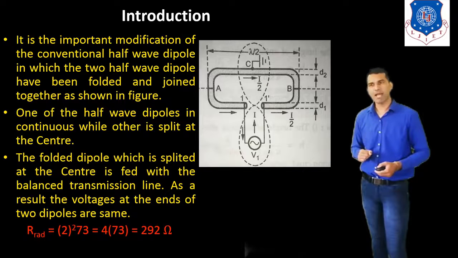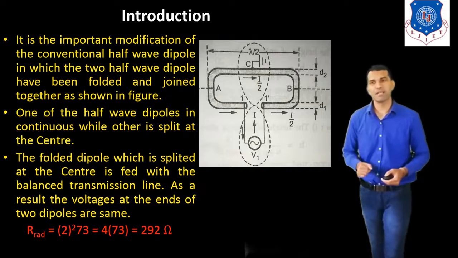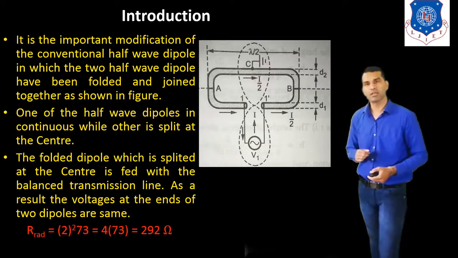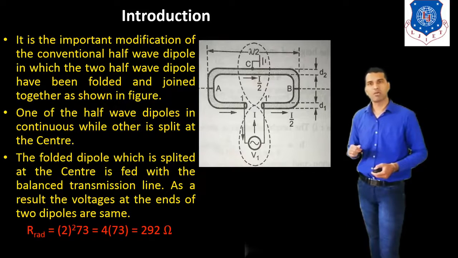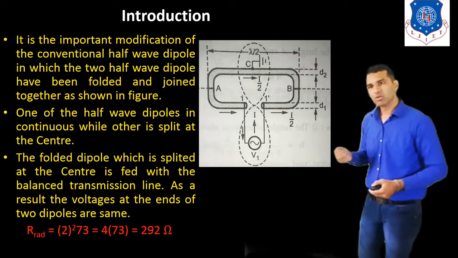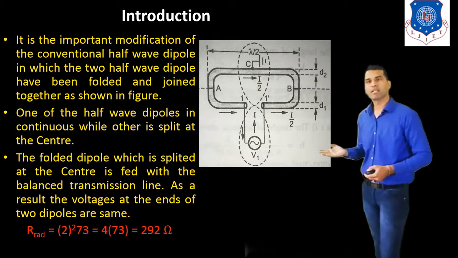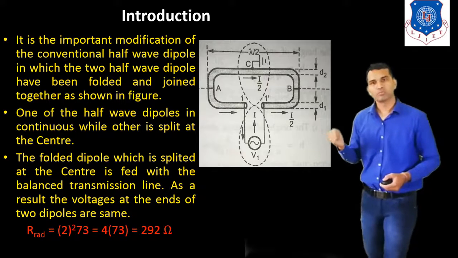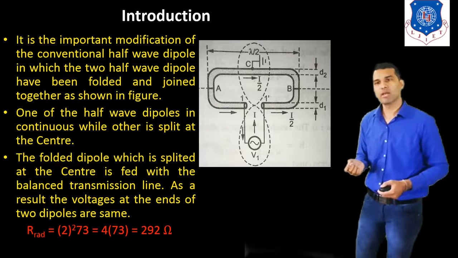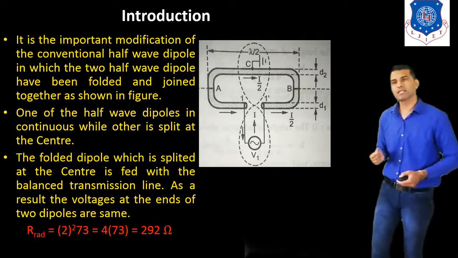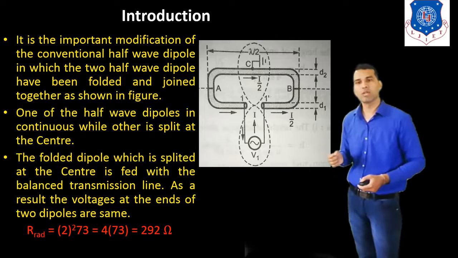So we can write the radiation resistance R radiate is 2 square into 73. We know that 73 ohm is the impedance of the half-wave dipole. So here we get the impedance for the two-wire folded dipole antenna as 2 square into 73, so 4 into 73. So we get the radiation resistance equal to 292 ohm.